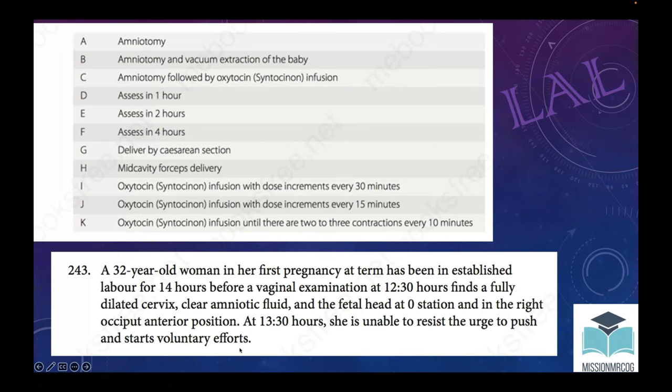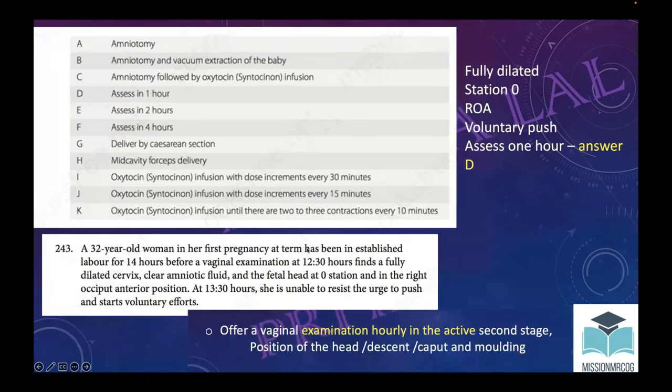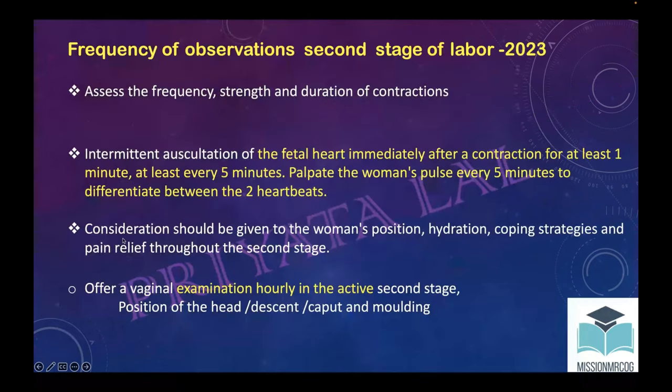Assess in 1 hour, ma'am. Yes, it should be assess in 1 hour. Because she is in the second stage of labor, so PV has to be done at 1 hour. Yes, 1 hour. So this we read in the second stage of labor. Offer vaginal examination in active stage hourly. Look for the position of head, descent, caput and molding.